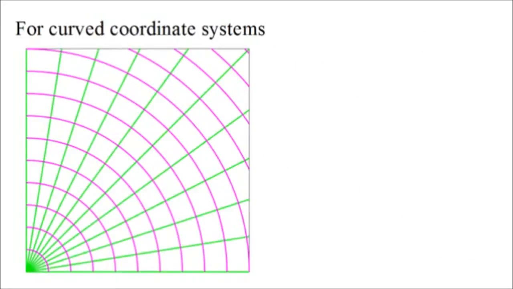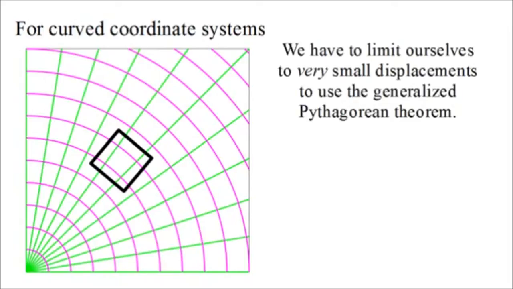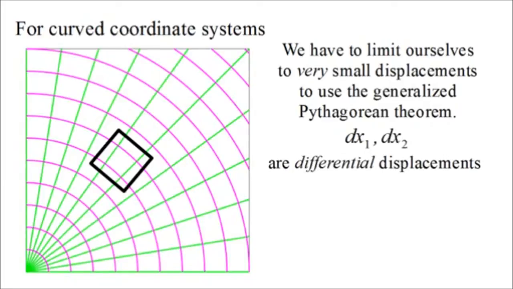Finally, we have to consider what happens when our coordinate system is curved. Even the generalized Pythagorean theorem only works on triangles. So what we have to do is limit consideration, at least at any one time, to a very small patch of the surface over which the coordinate curves are essentially lines. Rigorously, this is only valid for vanishingly small displacements that we'll call differential displacements. That's the differential in differential geometry. And we'll denote these starting with a d, as in dx1 and dx2.